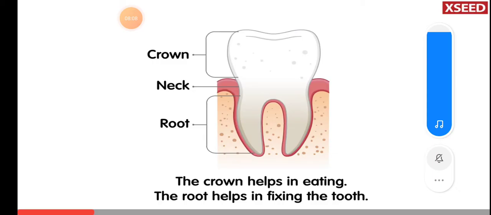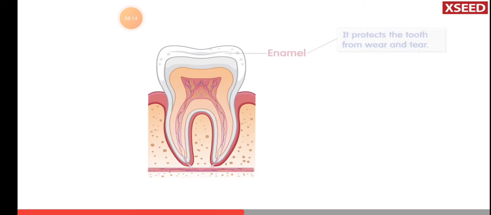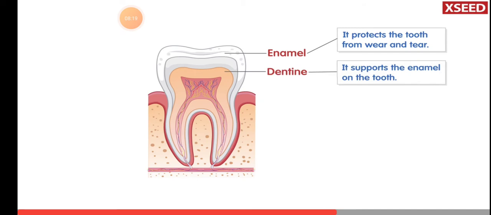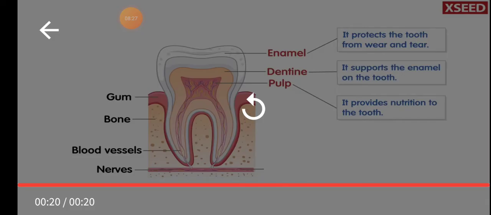This is how a tooth looks from the outside. The outermost layer of the tooth is the enamel. The next layer is the dentine, and the innermost soft layer is the pulp. Got it? Once again we will see.